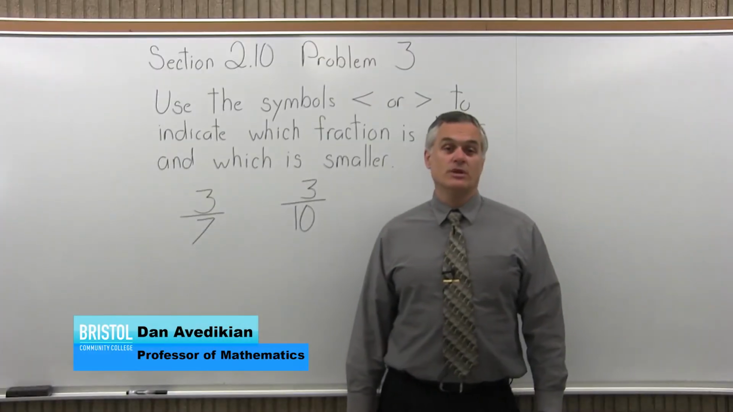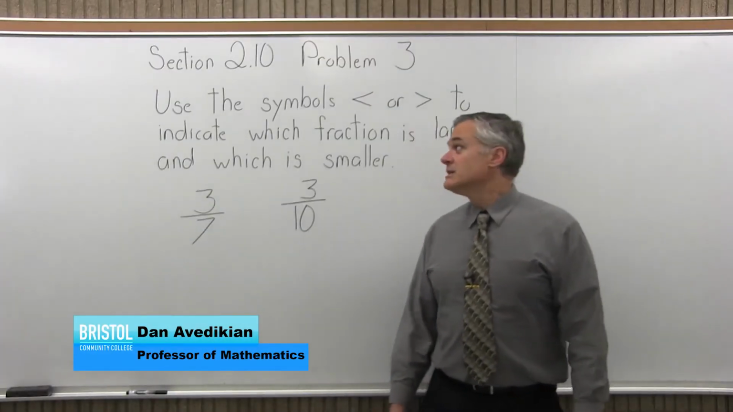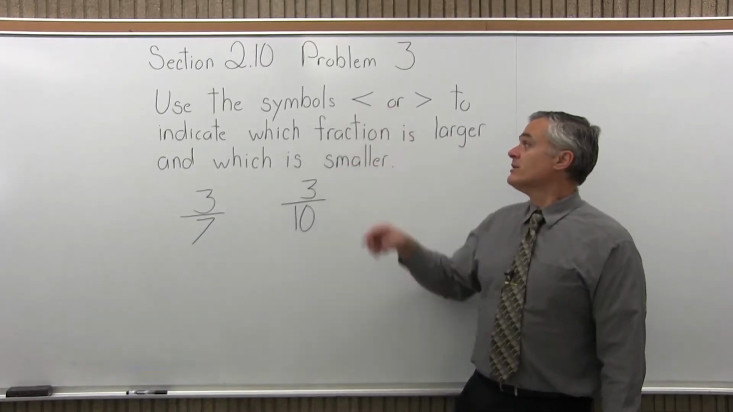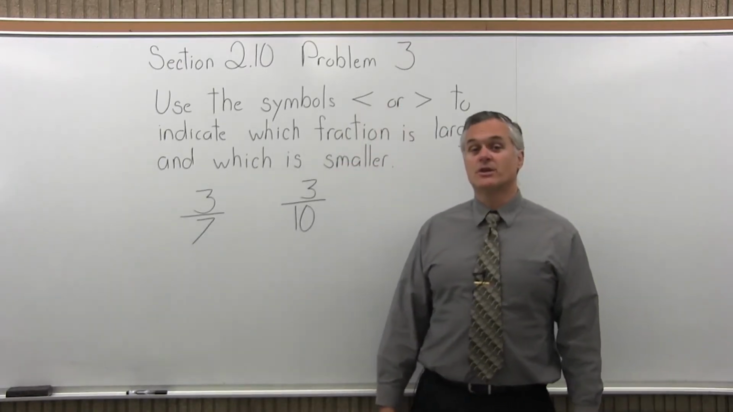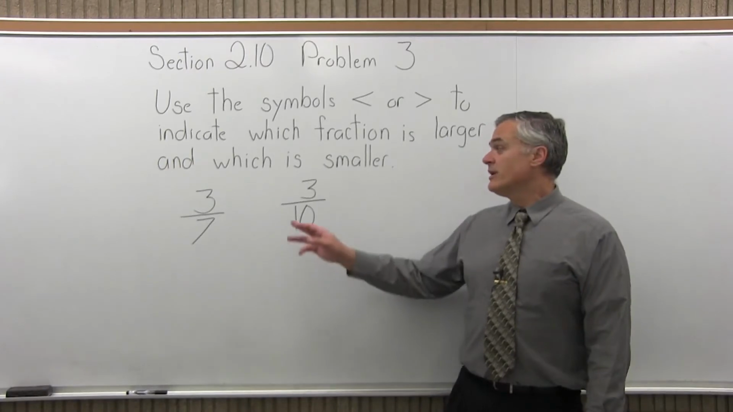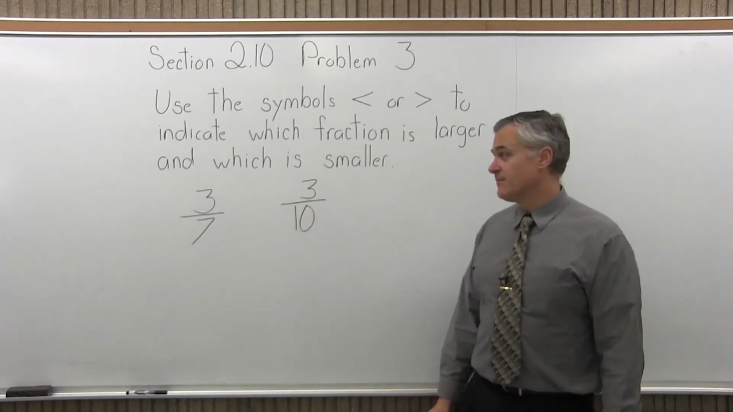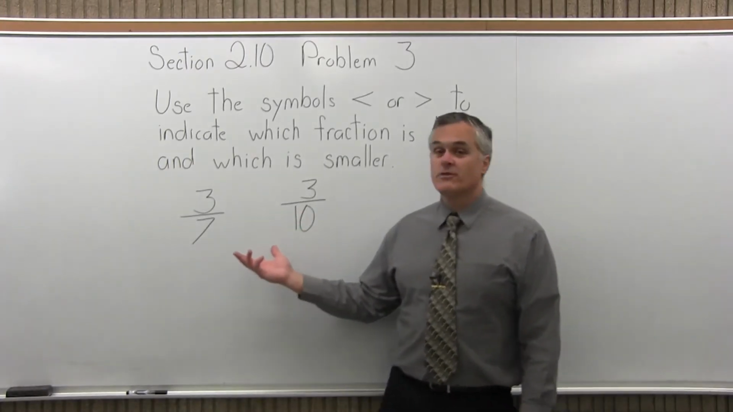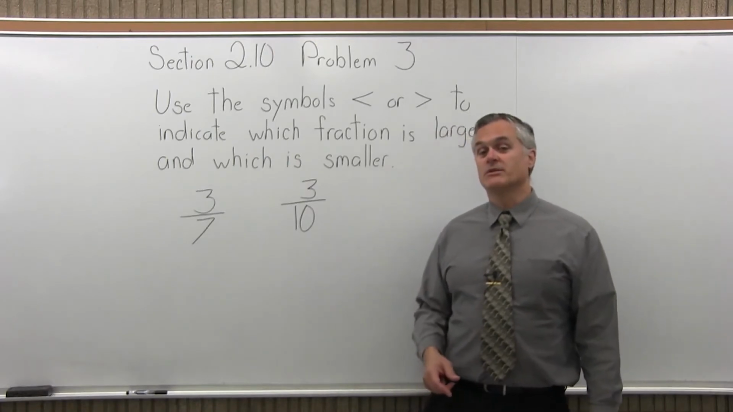This is Section 2.10, Problem 3. It says use the symbols less than or greater than to indicate which fraction is larger and which fraction is smaller. And we have 3 over 7 and 3 over 10. So to determine the bigger fraction, we really need to make the denominators the same.